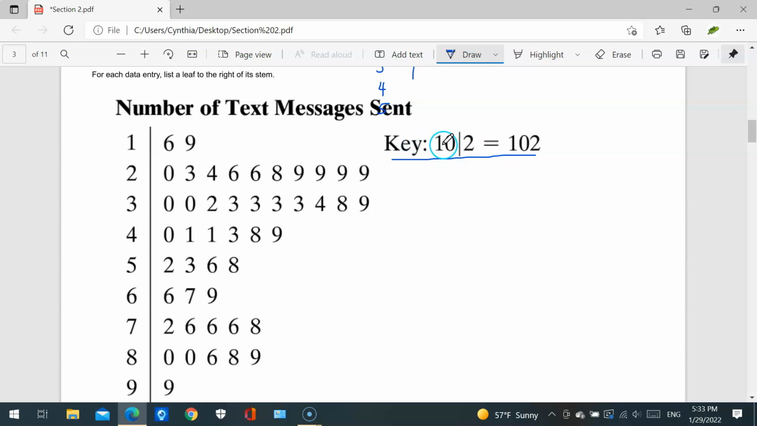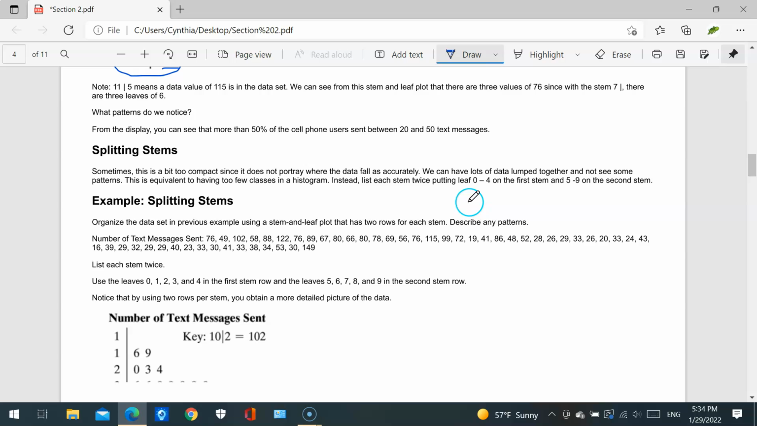So the key: 102, we put it into the stem plot by separating the 10 and the 2. So 10 is a stem, 2 is a leaf. When the audience sees this example, they will know 10 vertical bar 2 is equivalent to 102 of that data value. So this is a stem and leaf plot.